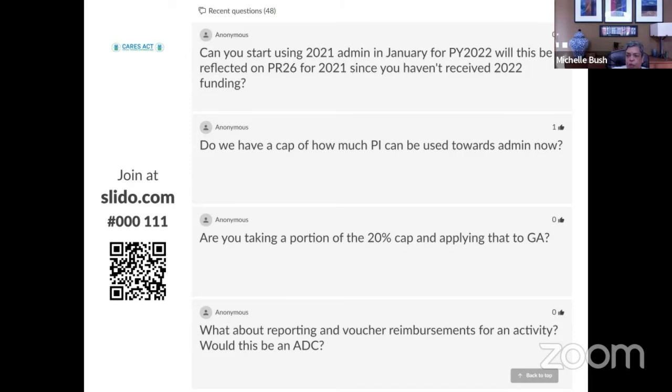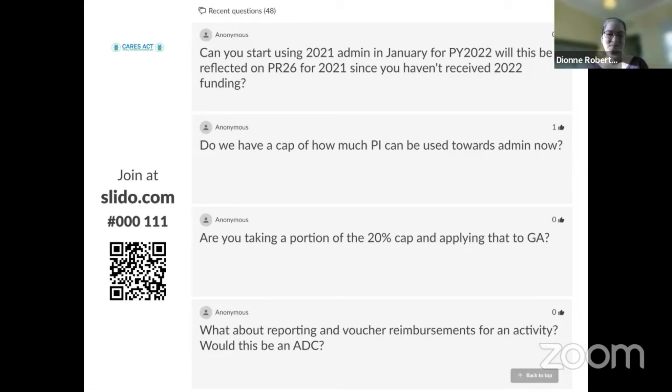So are you taking a portion of the 20% cap and applying that to GA? I'm not sure I understand that question. Either Dion or Bill, do you want to try to respond to it? I don't either. We've talked about this. It's a 20% cap for general administration, period. It's not apportioned out in that sense.